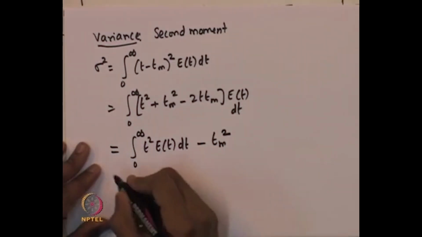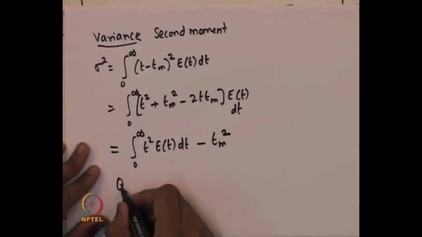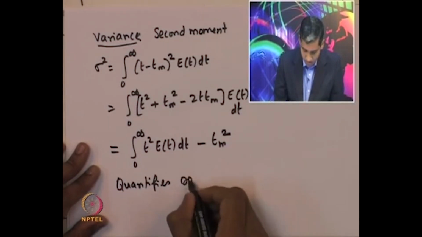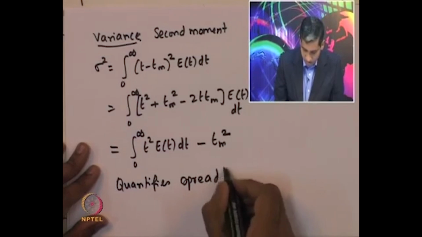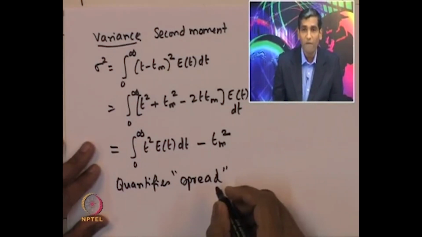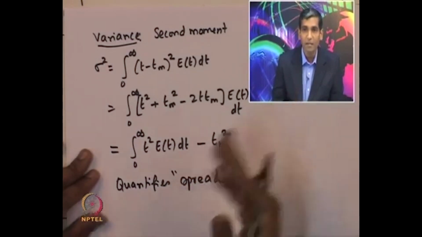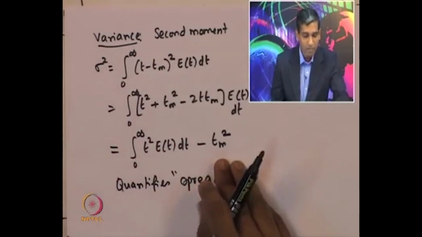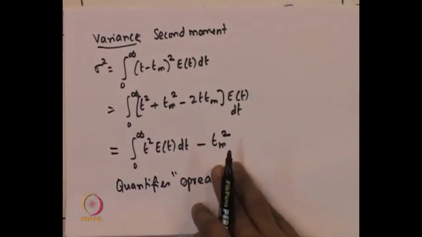So, this variance essentially quantifies the spread in the distribution of the RTD function. That is another property that is very commonly used in real systems. And the third property, which is not very commonly used, is the skewness property.